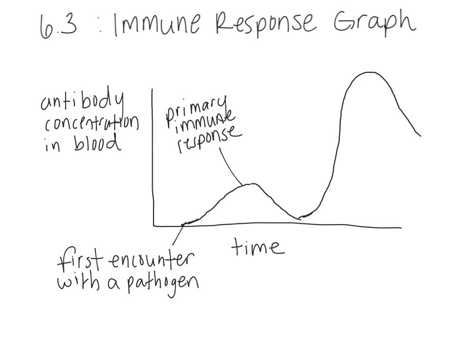This is going to take a little while. This process is a little bit slow because first we need to be able to recognize that antigen. We need to be able to find the correct B cells that can produce that antibody. Those B cells have to clone themselves. It's kind of a time-consuming process.